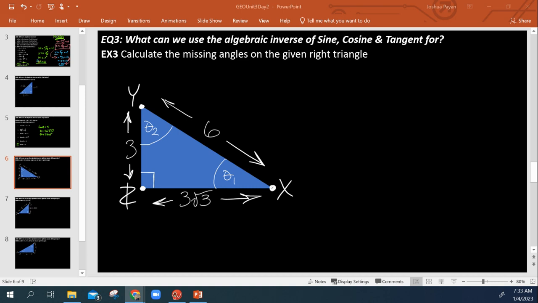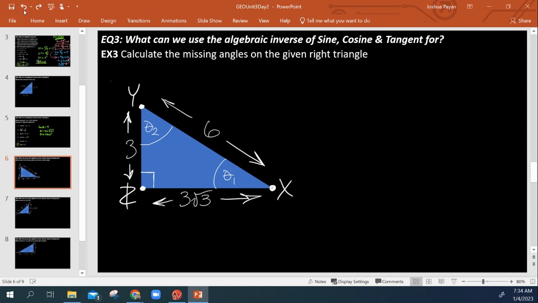Okay, so this next video, and this is the last one of the series, the third video for Unit 3A2. In it, we're going to find missing angles on right triangles, and this is super simple. So let's say I've got a right triangle here, and I don't know what theta 1 nor theta 2 is. Let's say I want to find theta 1 first.